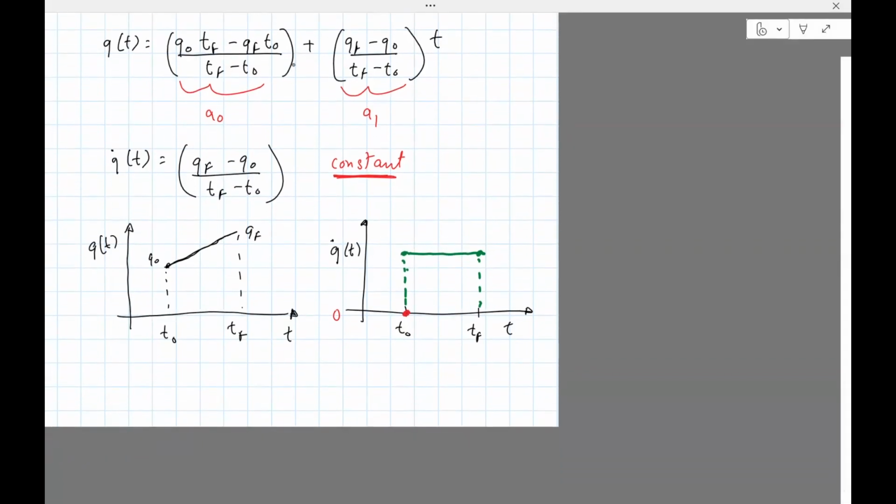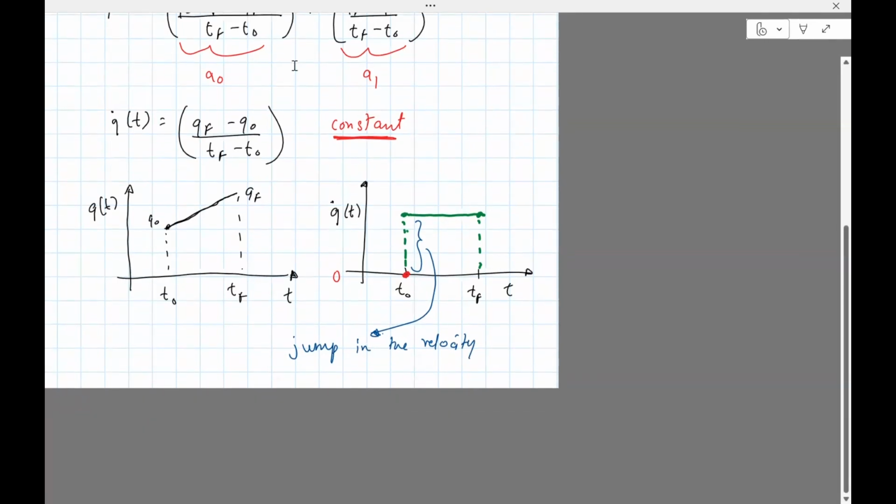Okay, so there is a jump in the velocity. It goes from 0 to some non-zero value. And the issue with this jump in the velocity is that on paper that's fine, but if you're actually putting a motor and getting the motor to go from 0 speed to some high speed, then it could actually damage the motor. So this is not what we want.